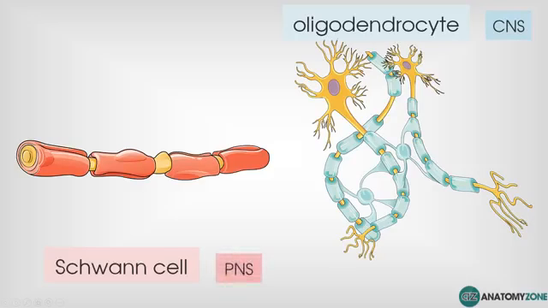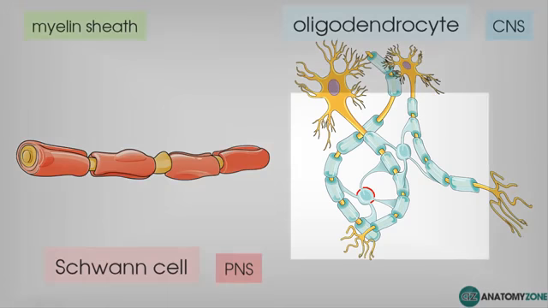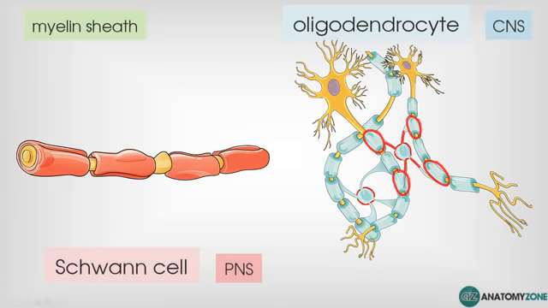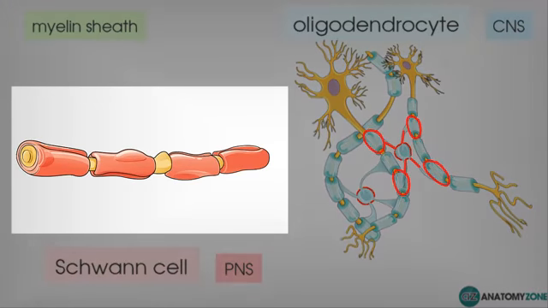So the reason I've grouped these two together is because they share the same function of insulating axons. So they provide the myelin sheath around the axons. I've just outlined the cell body of the oligodendrocyte in red, and you can see how it extends from the cell body to actually encapsulate multiple axon segments. So if you contrast this to the Schwann cell on the left, the Schwann cell is a single cell that only encapsulates one single segment.